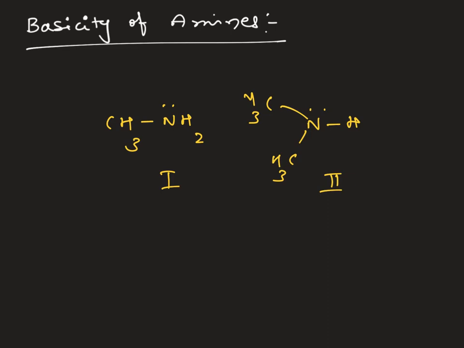Now here in the first structure we have only one plus I group. How many plus I groups are present? Only 1. When you look here, there are 2 plus I groups present in dimethylamine. Hence as plus I groups increase, the basicity of the amine also increases. The 2 is more basic than 1.